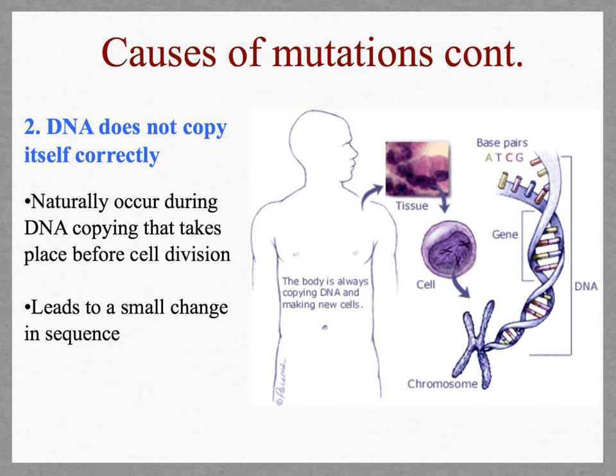The second major cause of mutations occurs during DNA replication, when the DNA is making a copy of itself before it divides into two new cells. These mutations are natural and cannot be prevented. They lead to small changes in the DNA sequence.